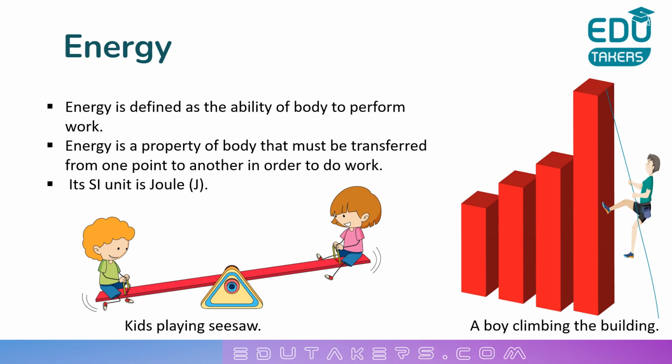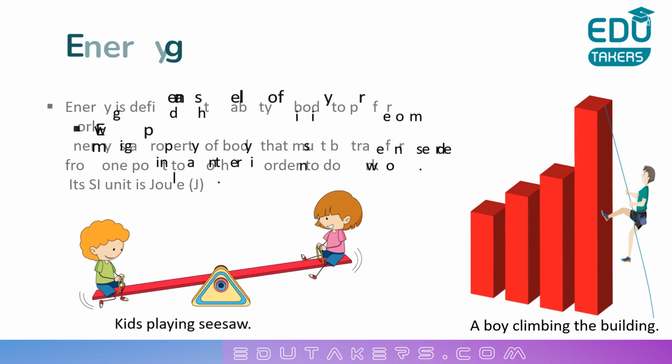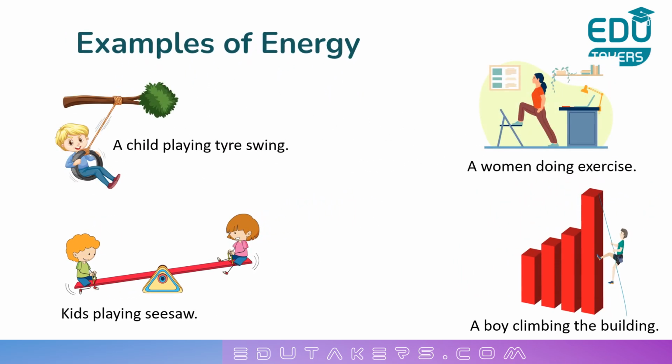To begin, let's define what we mean by energy. In physics, energy is the capacity to do work or cause a change. It comes in various forms, and we measure it in joules (J). Energy is a property of a body that must be transferred from one point to another in order to do work. Examples of energy: a child playing on a tire swing, a woman doing exercise, kids playing on a seesaw, a boy climbing a building.